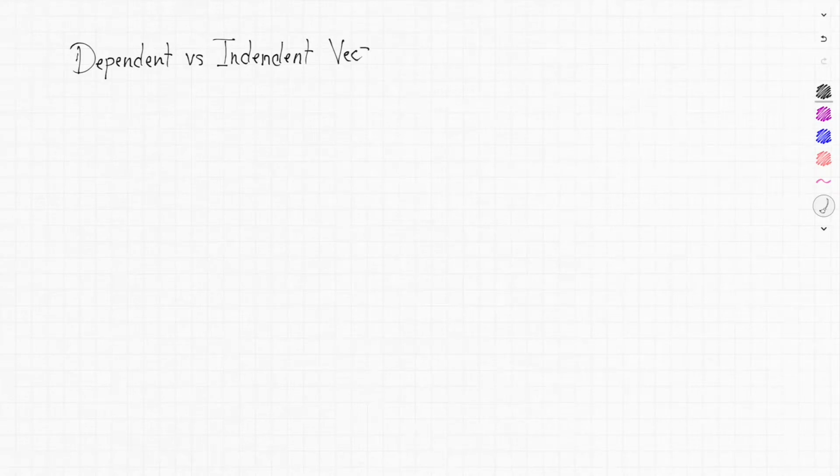I am Tom, and today I want to talk about linearly dependent and linearly independent vectors and what they mean. So today let's talk about dependent versus independent vectors. So we're going to study our vectors as column vectors.